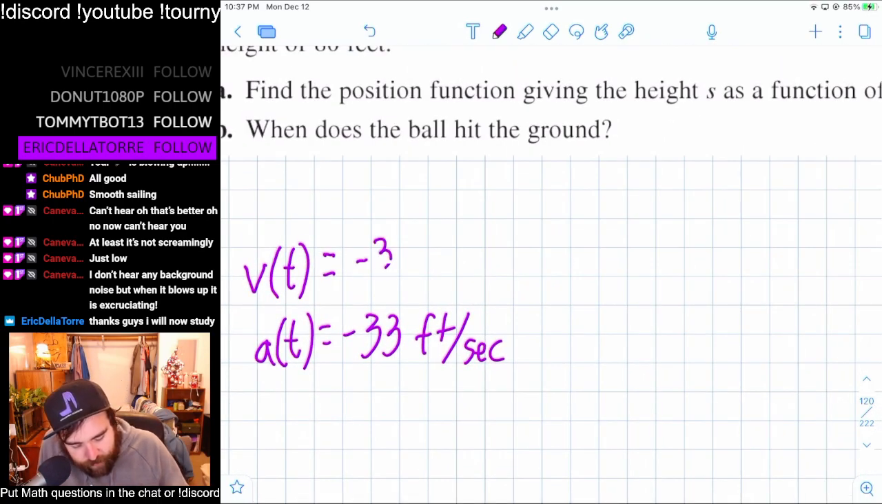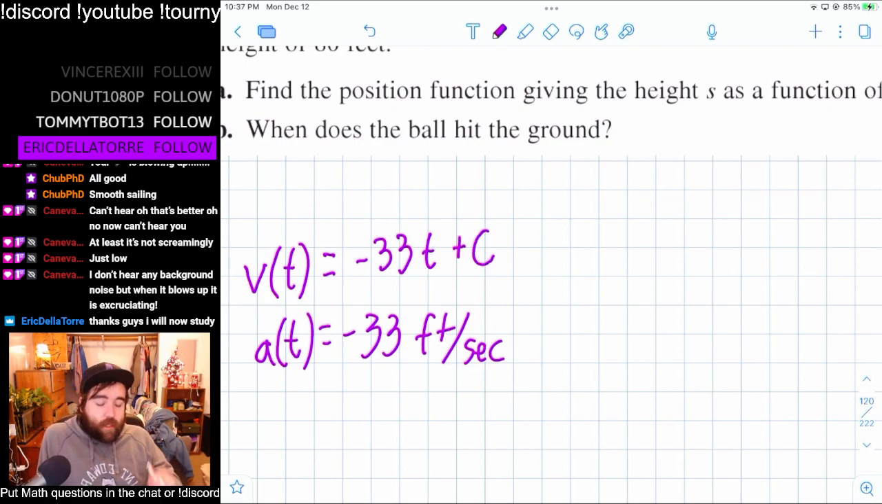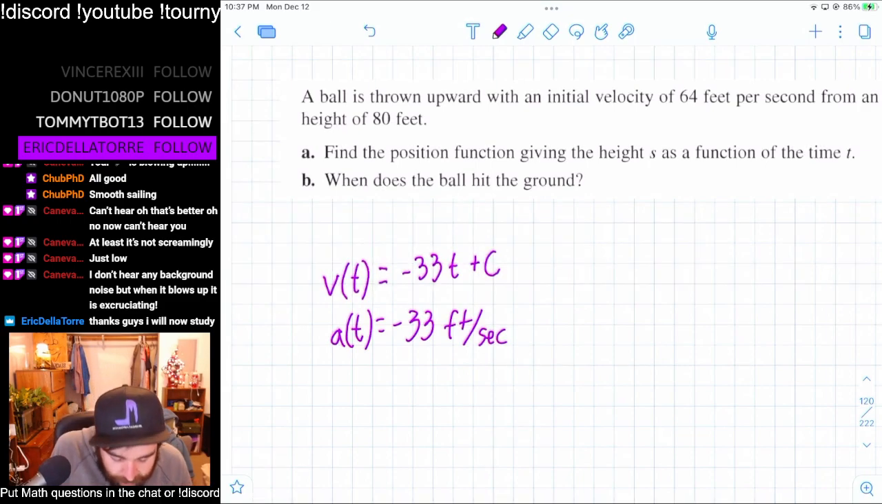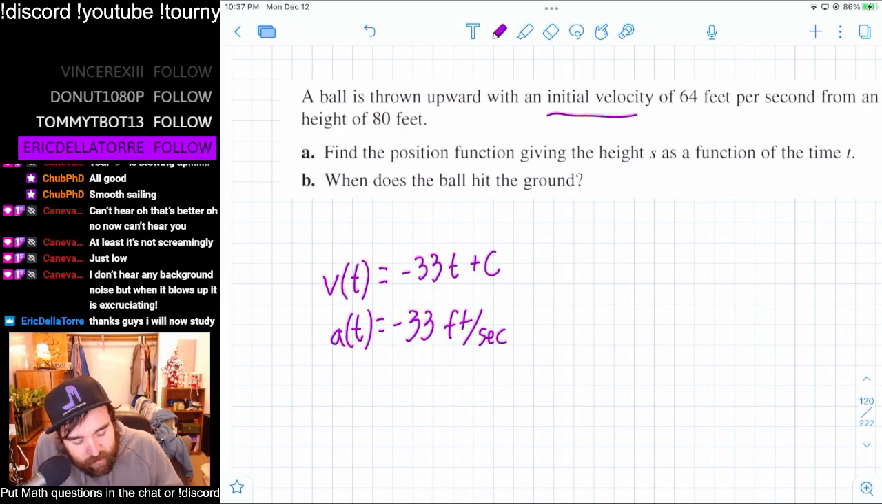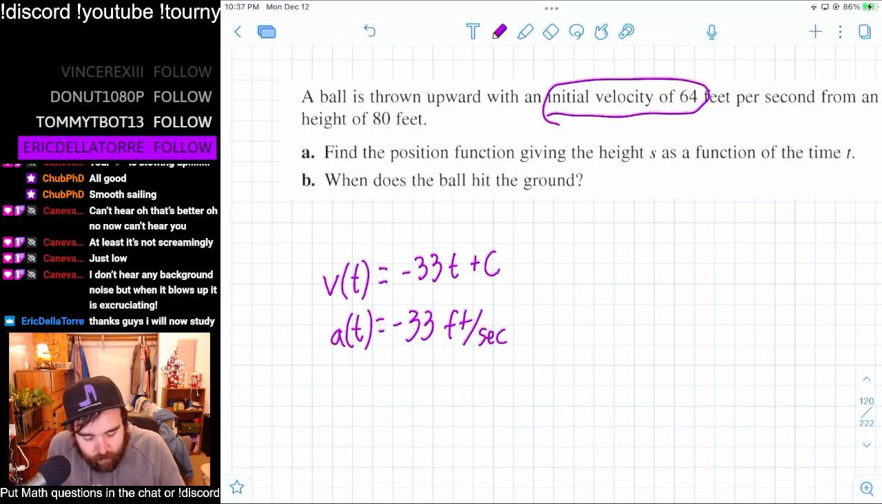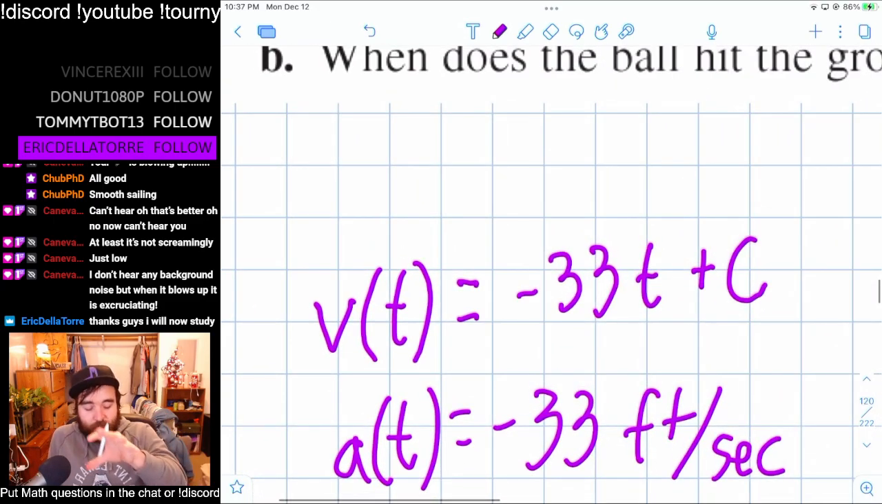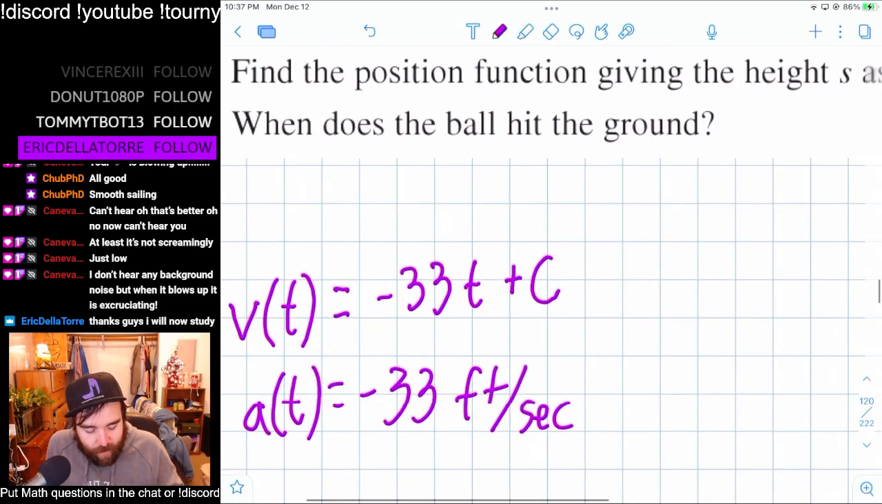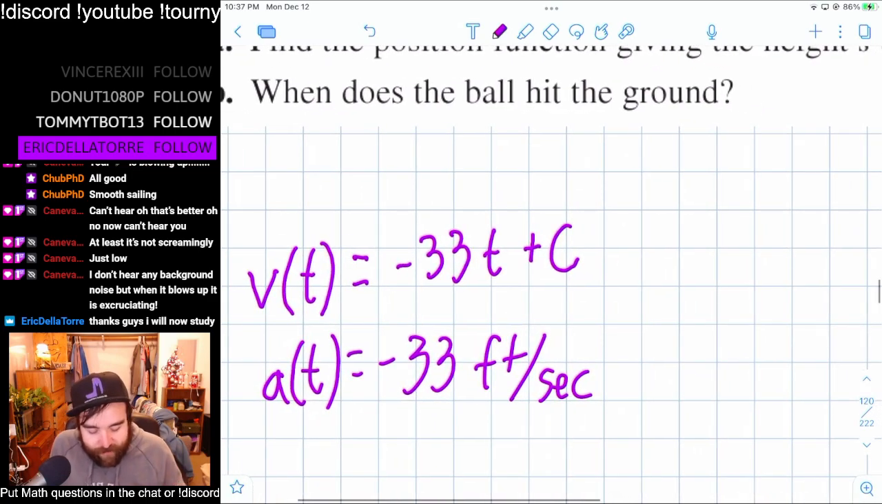We get negative 33t plus c. Remember the plus c. But this is where the plus c matters, because now we can actually calculate the plus c. Because what do they tell us? They tell us that the initial velocity is 64 feet per second. So initial, that's at the beginning, right? That's when time equals 0. So if we plug in t equals 0 into this equation here, then we can calculate what c has to be.